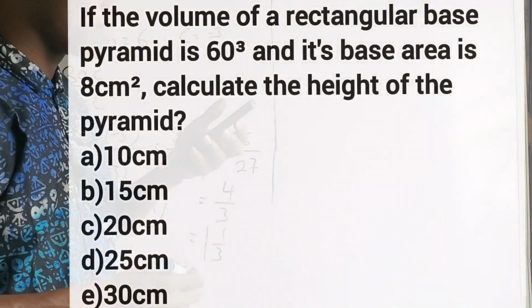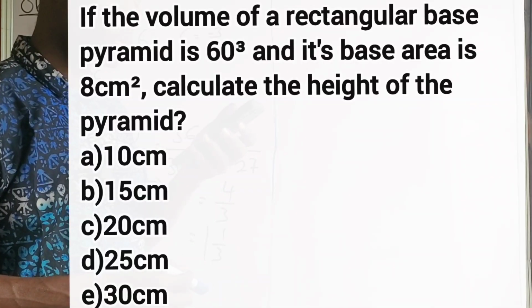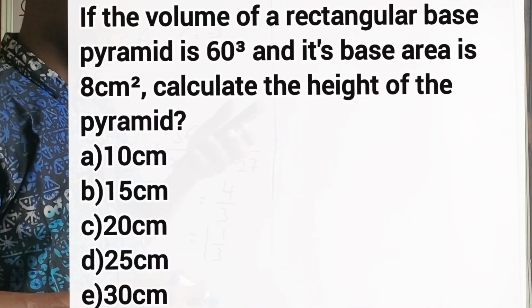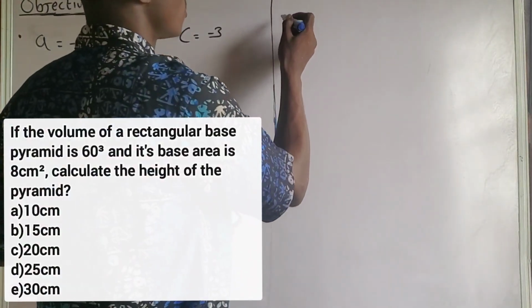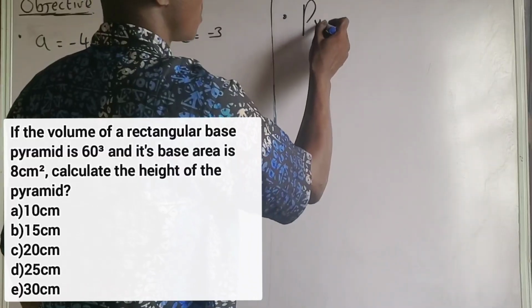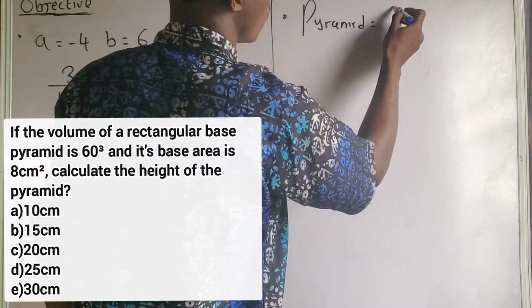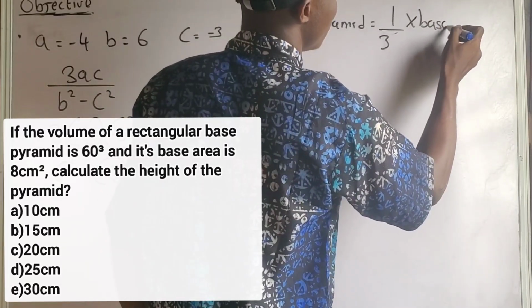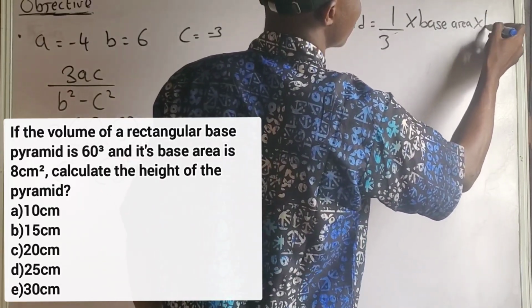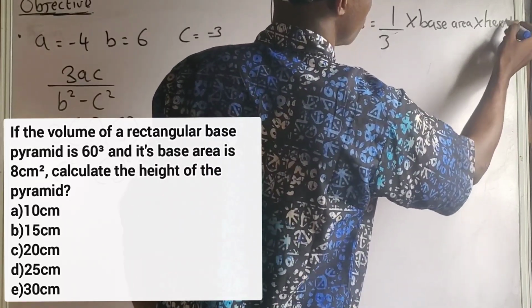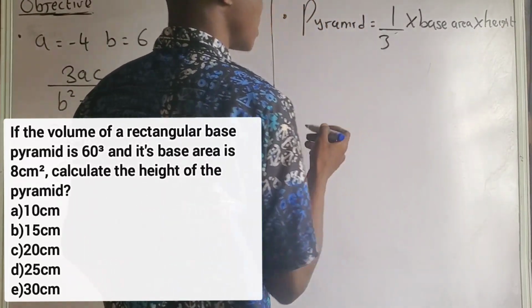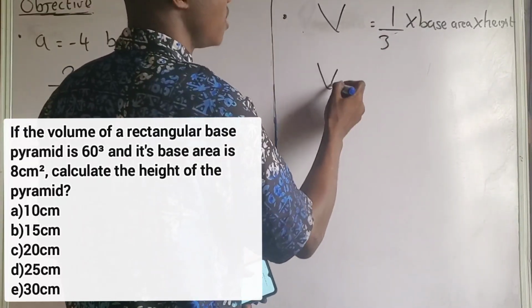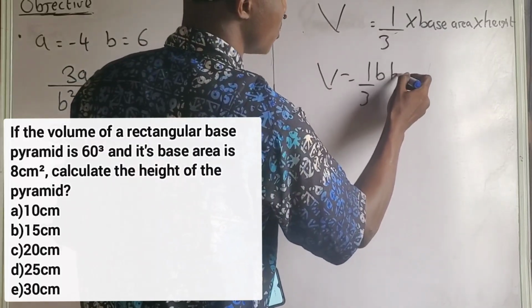If the volume of a rectangular based pyramid is 60 centimeter cube and its base area is 18 centimeters squared, calculate the height of the pyramid. Okay, don't forget that the formula of a pyramid is equals to 1 over 3 multiplied by base area times height. This is the formula for a pyramid. 1 over 3 times base area times height. Now, the volume of a pyramid, V equals to 1 over 3 BH.